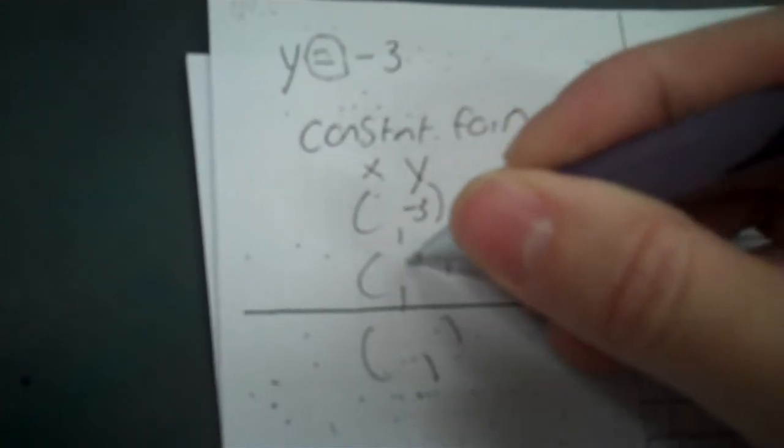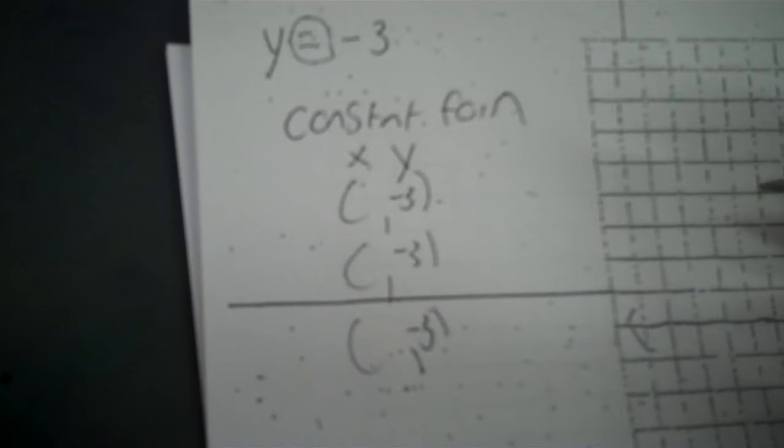Instead of making 2 coordinates, you're going to make 3, x, y. And whatever the variable is, in this case it's a y, you put that in every y part of the coordinate. So negative 3 is your y. Constant form. Okay, and then x can be whatever you want. I would just go 1, 2, 3. And then you just plot those points and make your line.